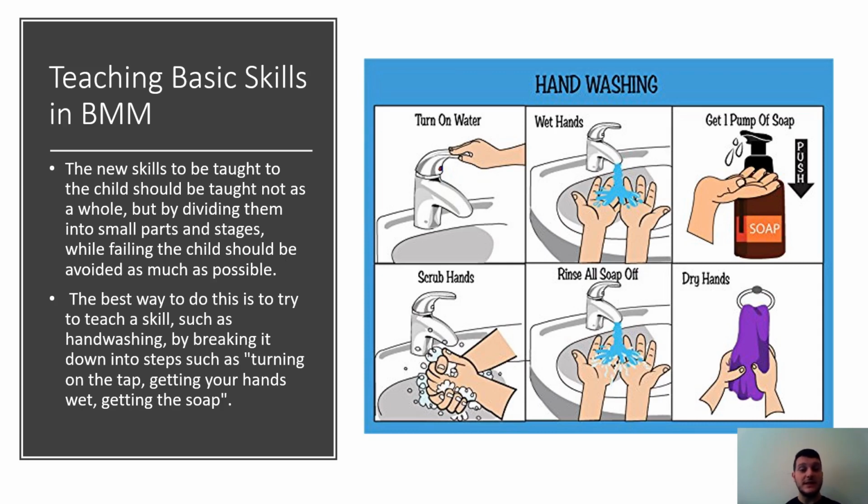The best way to do this is to teach a skill such as hand washing by breaking it down into steps such as turning on the tap, getting your hands wet, and getting the soap. The child will learn by starting from the easiest stage and will move to the next step as soon as he is successful. This will prevent them from failing. So we start with the simplest one and complicate it in time.